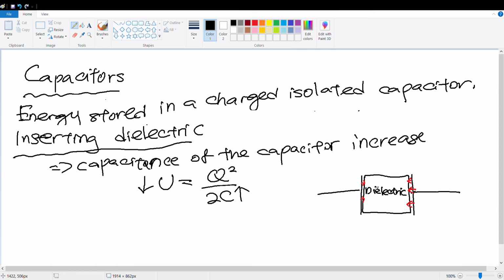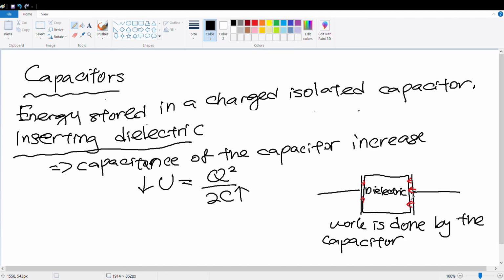Let's say this dielectric is being pulled to the left side by the first plate, and it is also being pulled by the second plate. So for this pulling force, we can say that work is done by the capacitor.